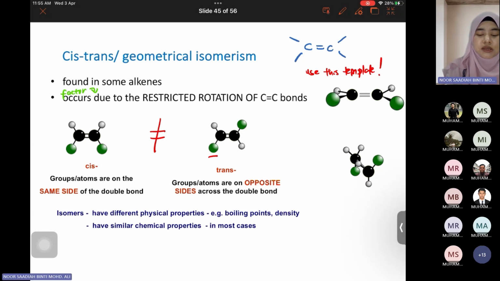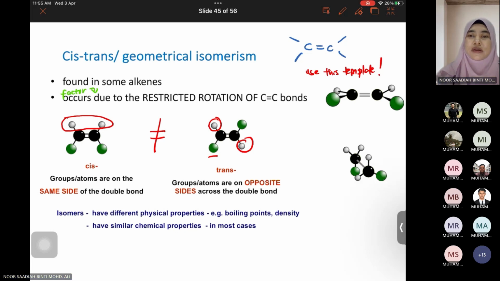If the identical groups are located on the same side of the double bond, then we call it cis. So cis means same side. But if the identical groups are on opposite sides, then the compound is called trans, or the isomer is known as the trans isomer. So cis means same position, trans means opposite. Okay, that is a cis-trans isomer. Is it clear so far?